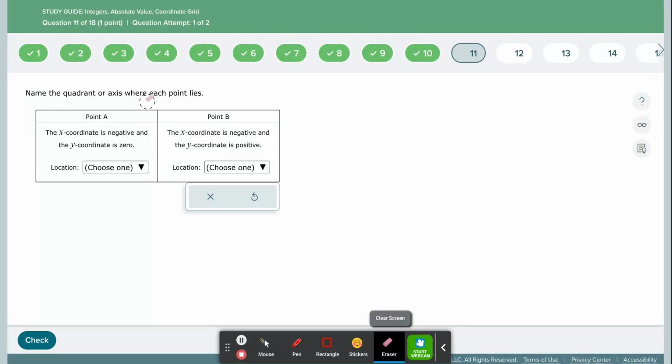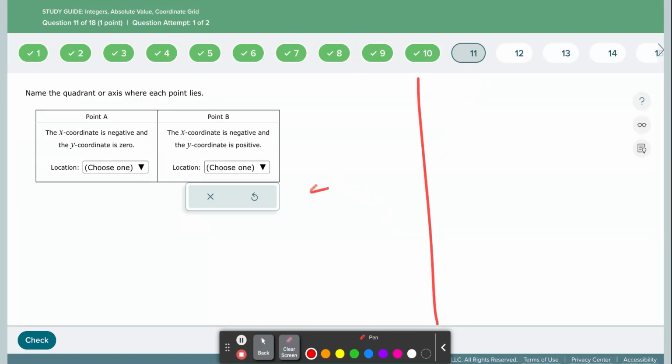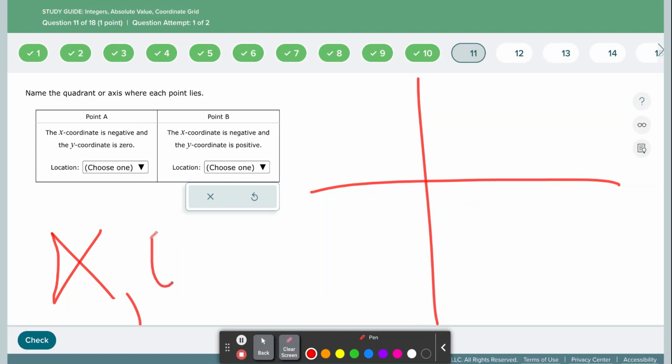Name the quadrant or axis where each point lies. Okay, and I love the fact that they're not really giving you anything to go off of. So the x coordinate is negative. Okay, x is your first thing that you do, right? This is an x, sorry. The second thing that you draw is your y. So if the first thing is negative and the y coordinate is 0, we're going to have a negative and we're going to have a 0.